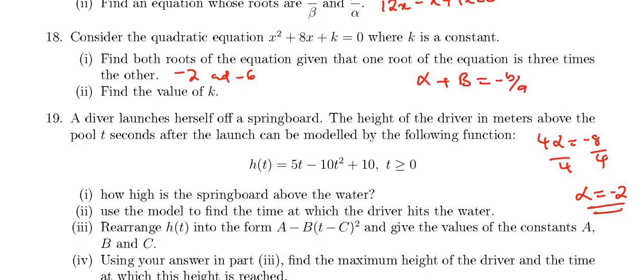Then the next one, they are saying what is the value of k? We know the product of these two roots will give us c over a. So c over a is k over 1. The product there is just 12. So meaning k here is equal to 12. Hope this is okay. So that answers your number 18.